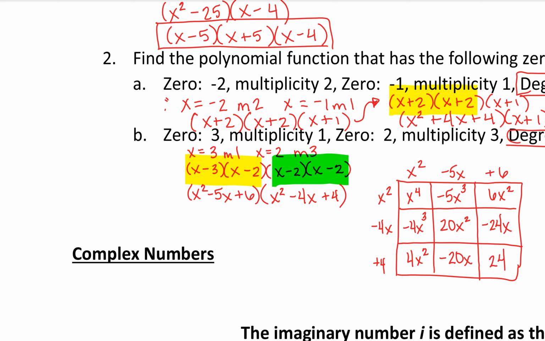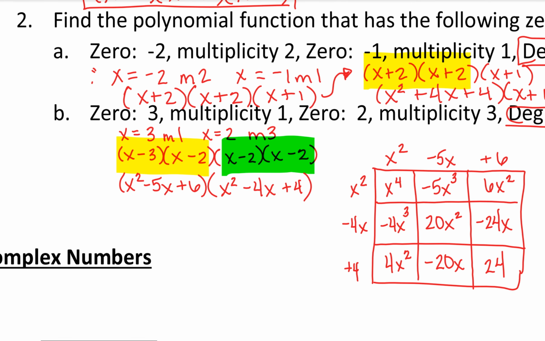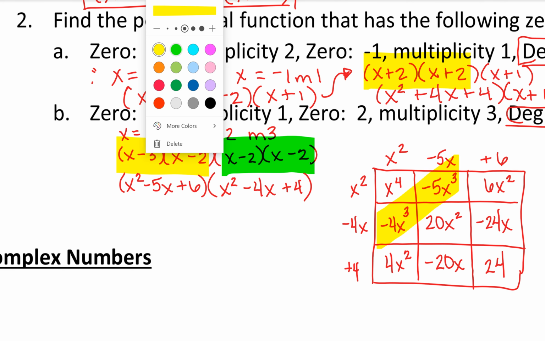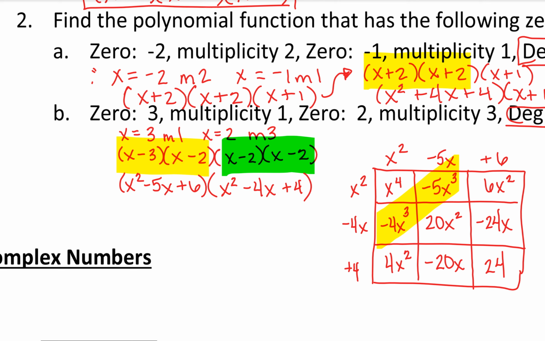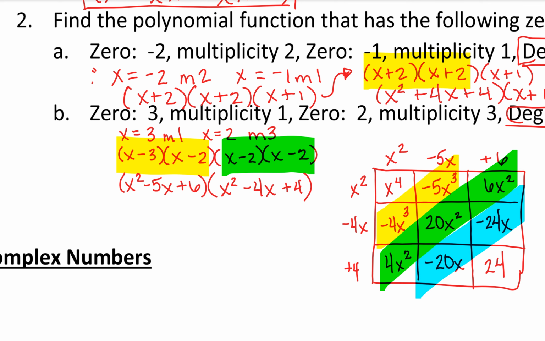So again, remember, we're going to add diagonally. So we should be able to take these two terms. All of my squares are going to go together. And then finally, my x's are going to go together.